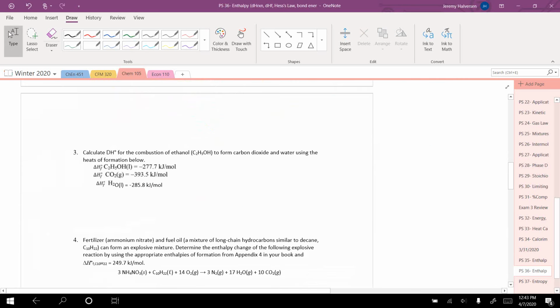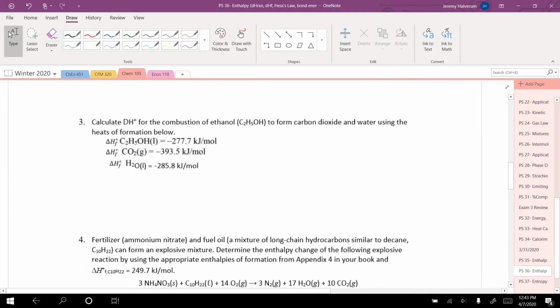All right, number 3. That was a long 2 problems. Number 3, calculate the delta H for the combustion of ethanol. Combustion of ethanol, what's that equation? We got C2H5OH. I'm adding O2 to make CO2 and water. I need 2 of these, I need 3 of these, so I need 3 of those.